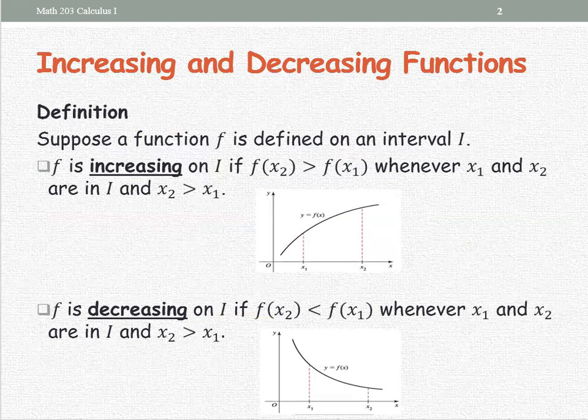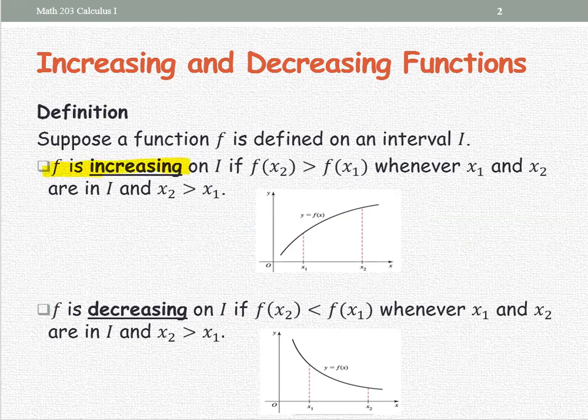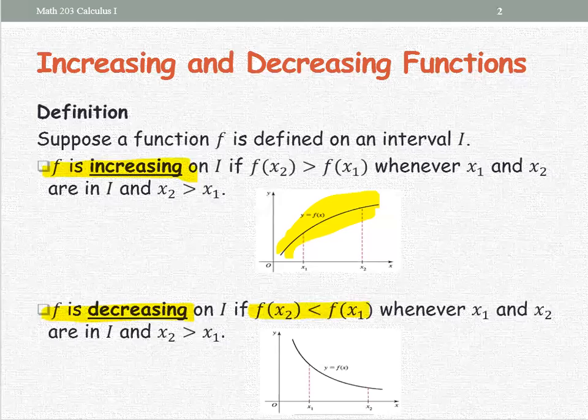Increasing and decreasing functions. For the function f of x on the interval I, f is increasing if the function value at x2 is greater than the function value at x1, where x2 is greater than x1. For f of x that is decreasing on the interval I, the function value at x2 is less than the function value at x1, where x1 is less than x2.